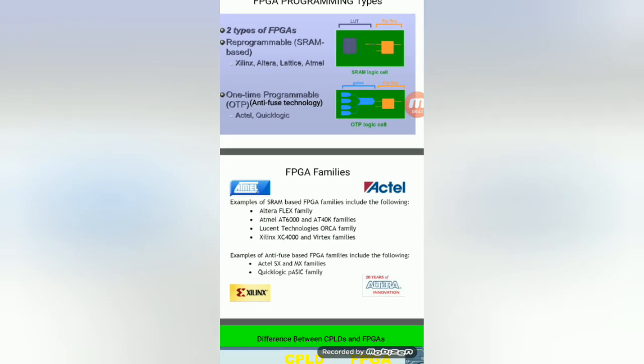FPGA families are also available in different types based on the programming connectivity. SRAM based families include the Altera FLEX family, Atmel AT6000, Lucent Technologies, and Xilinx XC4000. These are the SRAM based technologies. Anti-fuse based FPGAs include the Actel SX and MX families and the QuickLogic pASIC family. These are the FPGA families.